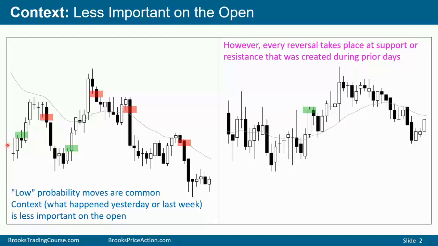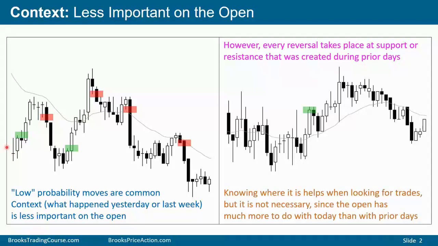Whenever there's a reversal, even on the open, it always takes place at support or resistance. And that means on the open, the support or resistance is created by prior days' bars to the left. And therefore, it's usually good to pay attention to where that support and resistance is, because you want to see how the market will respond near that support or resistance. Do you have to do that? No, I don't need to know what the left looks like.